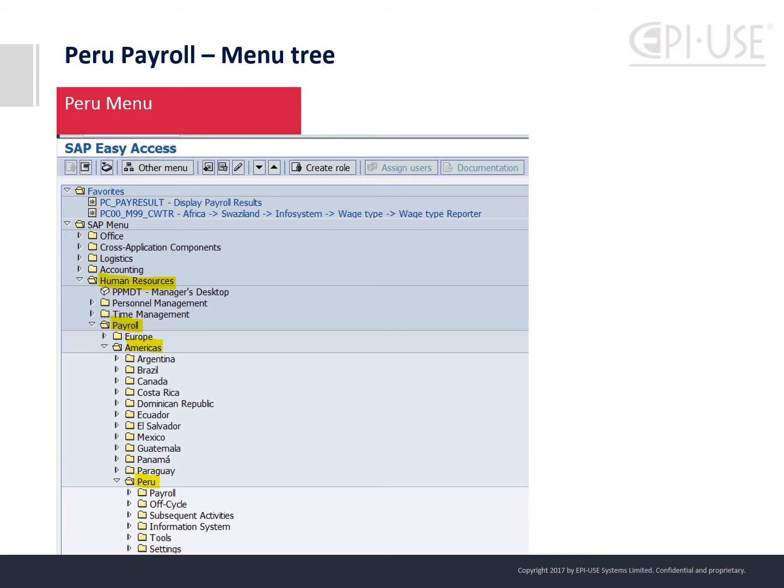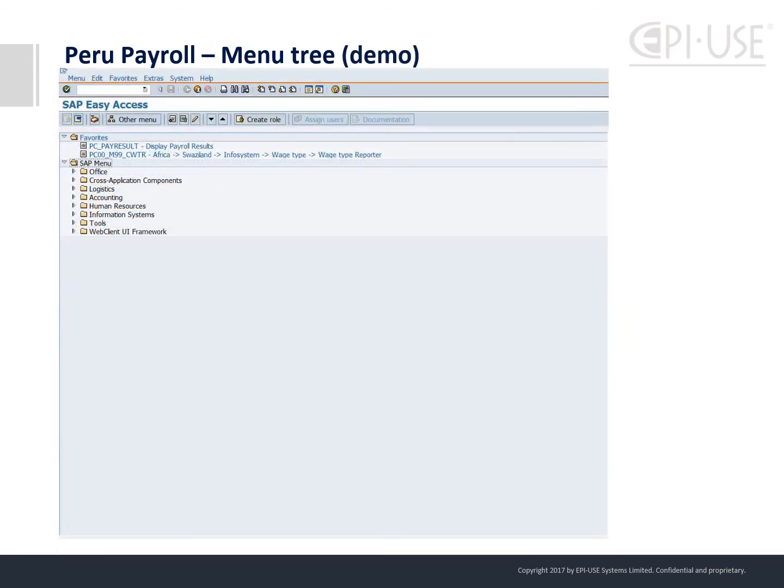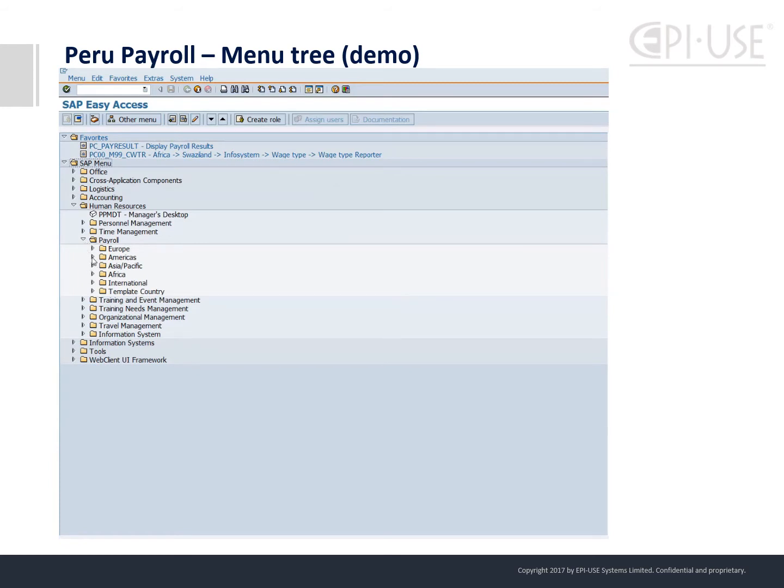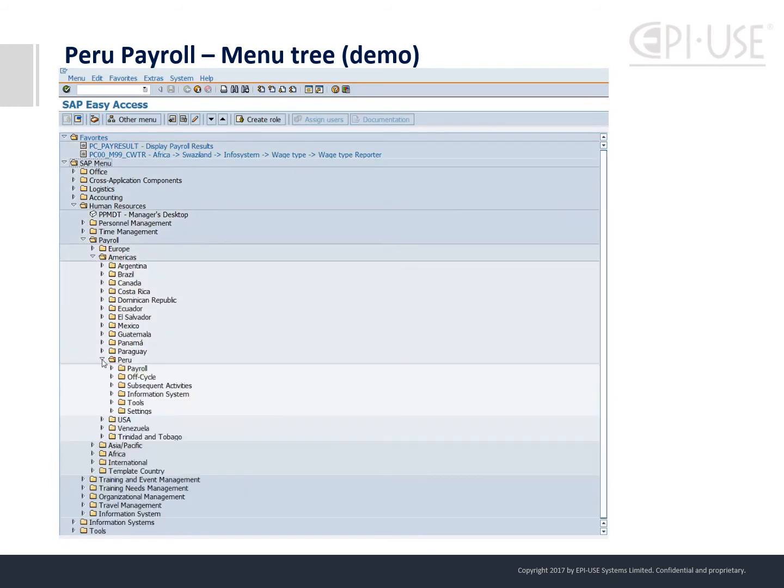Let us start looking now at the Peru payroll, and we will find in the SAP standard menu there's an option now for Peru in the standard human resources payroll menu tree, and it will be demonstrated in the next slide. If we look at the SAP Easy Access menu, we find a node for human resources. If we click on that, we find the payroll section and the payroll Americas. Under there we find Peru, and in here we see all the options that are available for the Peru payroll.